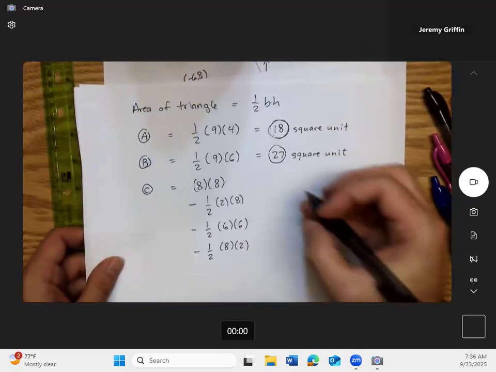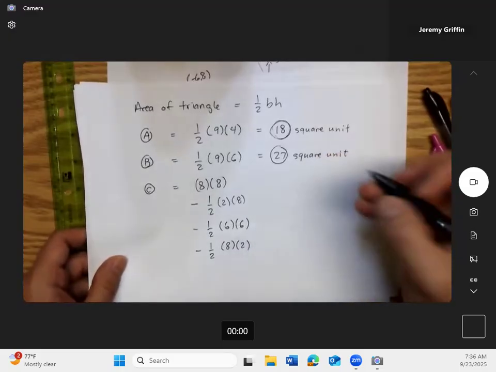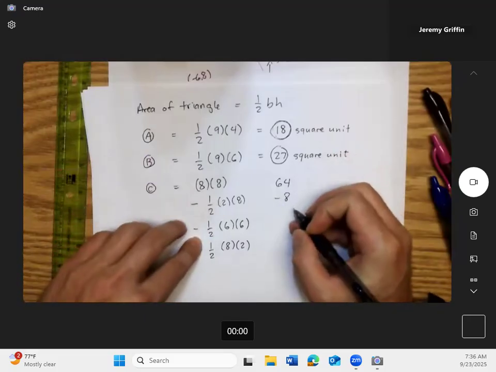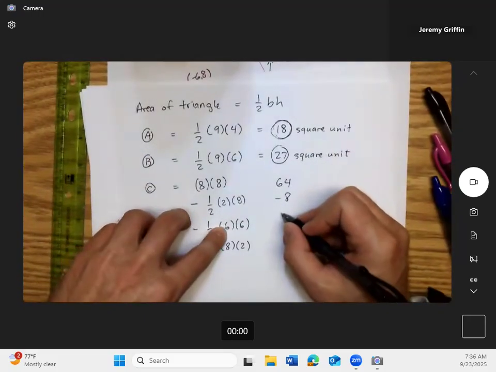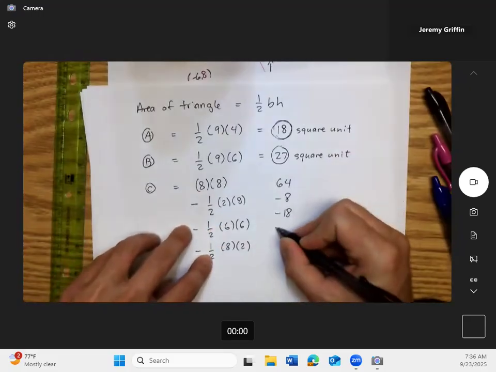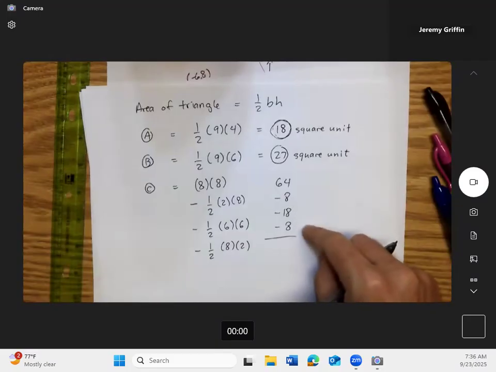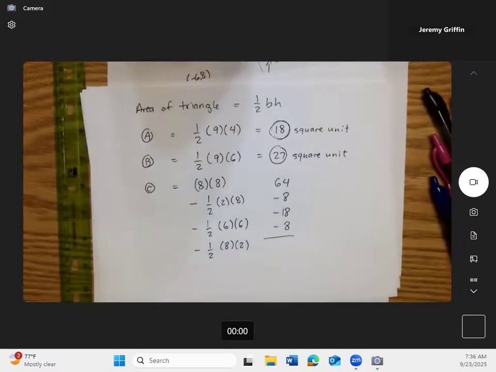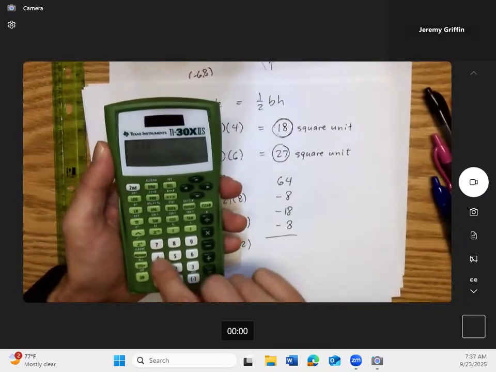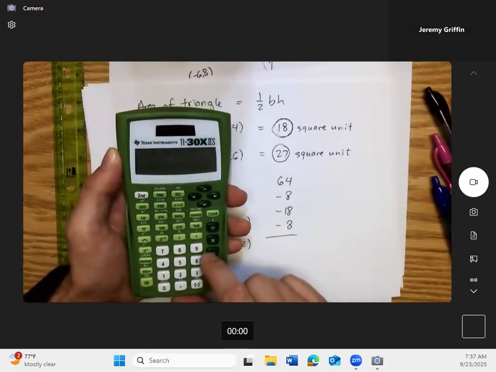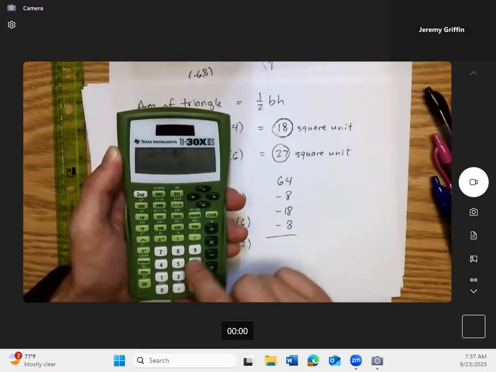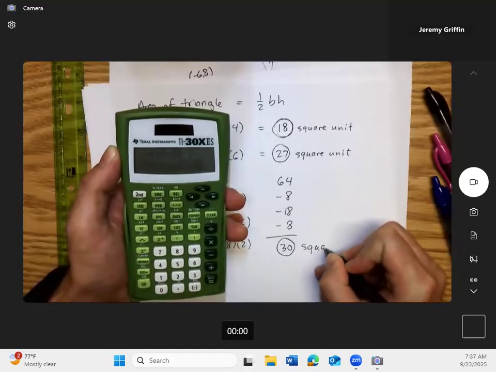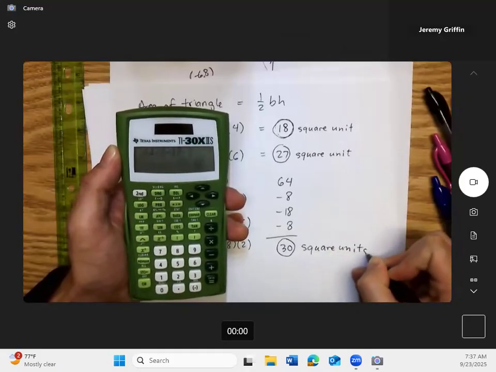Okay. So that's equal to, well, this first bit's 64. This is 8. This is, let's see, half of 6 is 3 times 6 is 18. All right, then this would be another 8. All right, so make sure, yeah, okay, that's the same thing I got in my work from before. So we're on the right track. Let's do 64 minus 8 minus 18 minus, oops, sorry, these are minus 18 minus 8. Comes out to 30 square units. Okay.